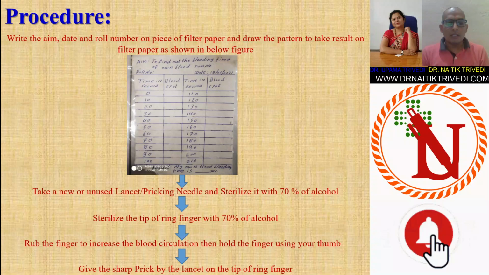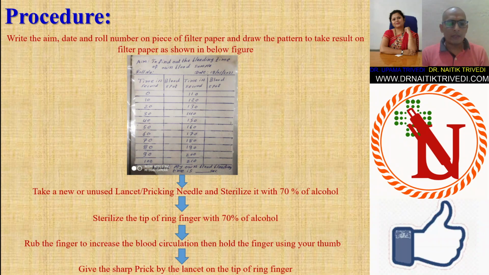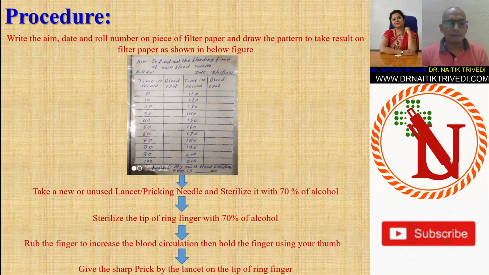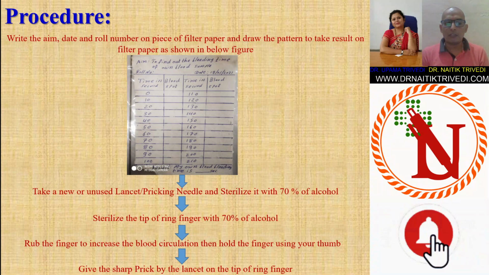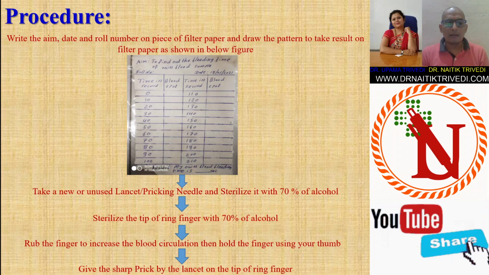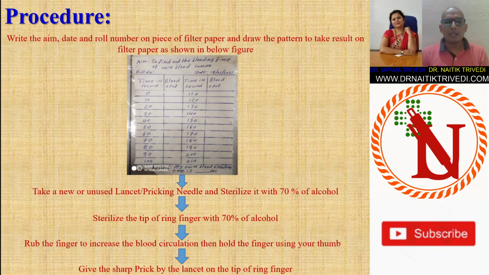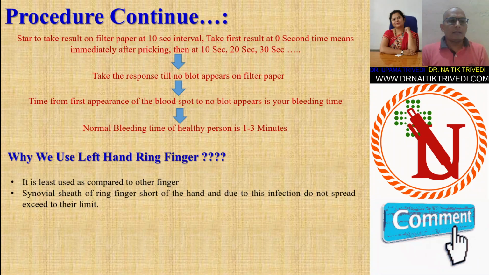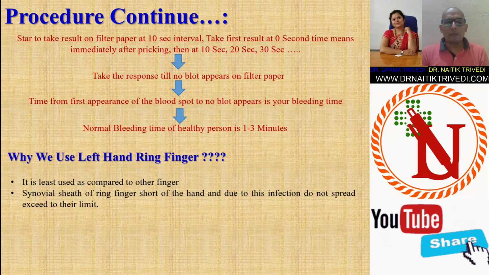After that, sterilize the tip of the ring finger with 70% alcohol using the cotton plug. Then rub the finger to increase the blood circulation, then hold the finger using your thumb. I will show you in the video how to perform the practical. Then give a sharp prick with the lancet on the tip of the ring finger. Then start to take the result on a filter paper at 10-second intervals.